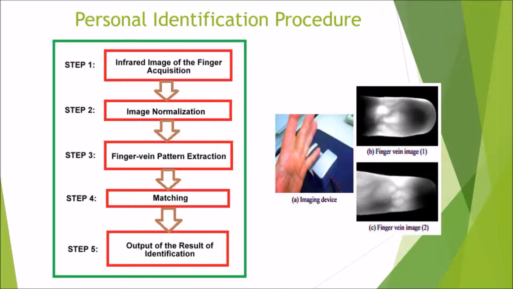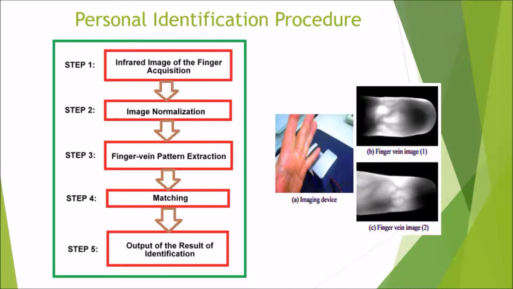A special imaging device is used to obtain the infrared image of the finger as shown in figure A on the right. Figure B and C are examples of the captured images. Second is normalization of the image, as the location and angle of the finger in the image require some form of normalization, since these qualities will vary each time. Two-dimensional normalization is done using the outline of the finger on the assumption that the three-dimensional location and angle of the finger are constant. Third is extraction of finger vein patterns.